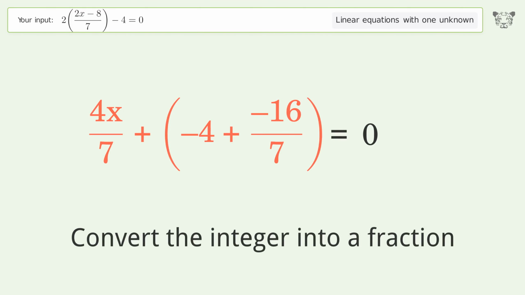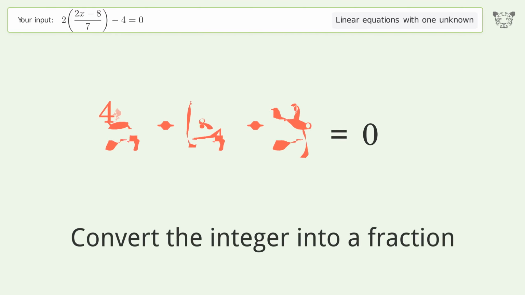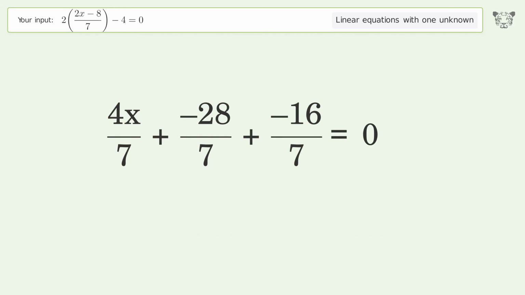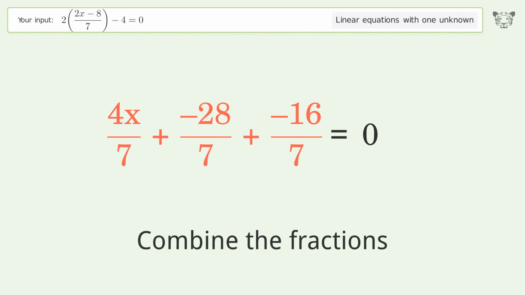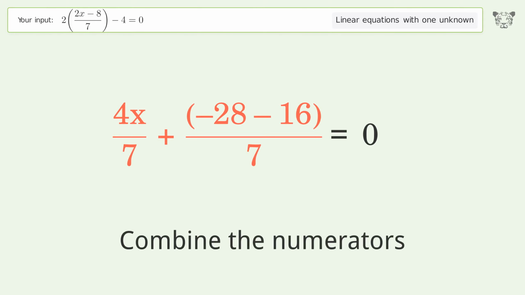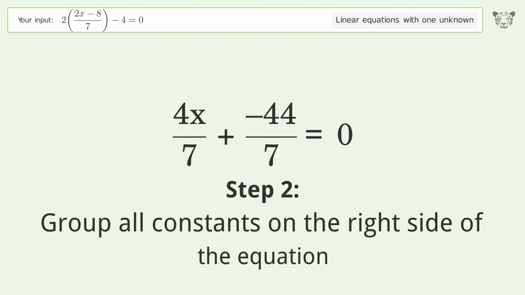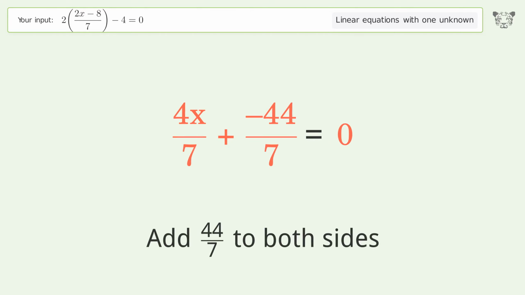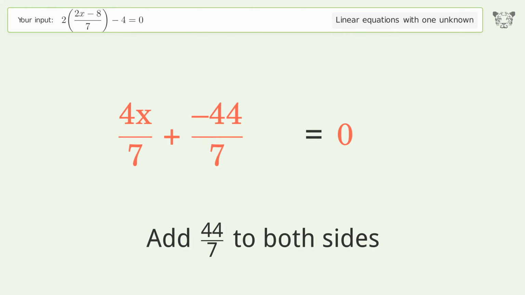Convert the integer into a fraction. Combine the fractions. Combine the numerators. Group all constants on the right side of the equation. Add 44/7 to both sides.